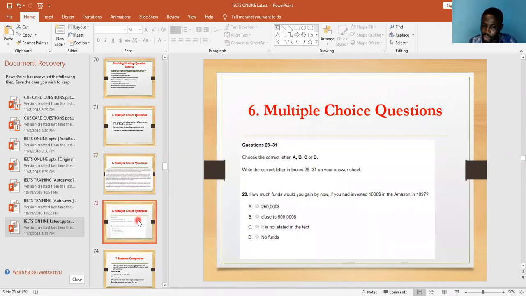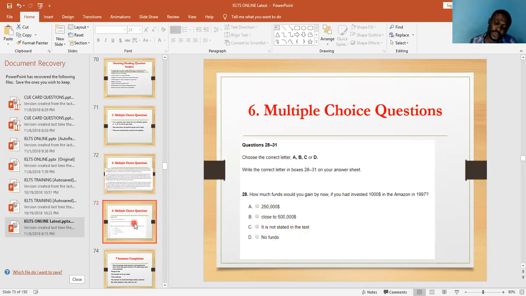So if you invested 1,000 in Amazon, the answer is actually A. So that's multiple choice questions for you. This other option is close to 500; it was not mentioned, it is not stated in the text. Another option stated no fund. That's not the option.